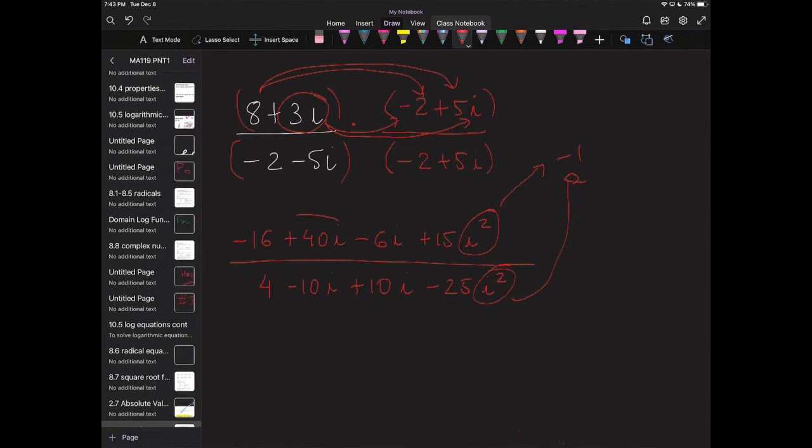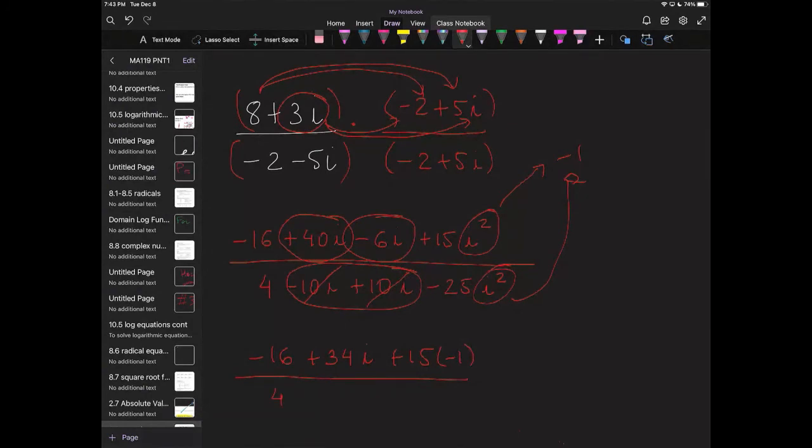I have like terms in the numerator, so we're going to combine these. The two like terms are basically a cancellation, because the same thing, positive and negative, cancel each other. So the result is negative 16. Now 40 minus 6 is 34i, positive 34i. And then 15 is multiplied by negative 1, which is i squared.